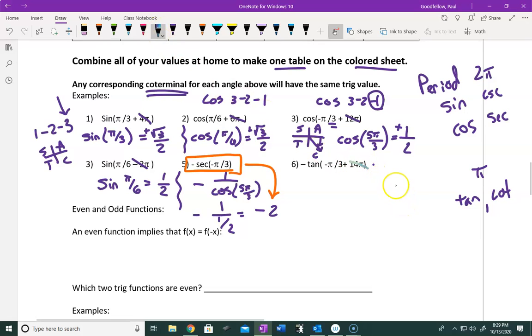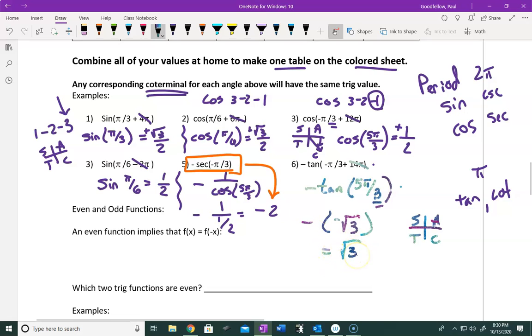14 pi is going to be irrelevant. That's going to rotate us all the way around to the right spot. Negative of tangent of negative pi over 3 would be tangent of 5 pi over 3. And tangent of pi over 3 must mean that the answer is root 3. But it's in the fourth quadrant based on ASTC, and that would mean that it is negative there already, but it's got a negative on the outside, so it would really make it positive.